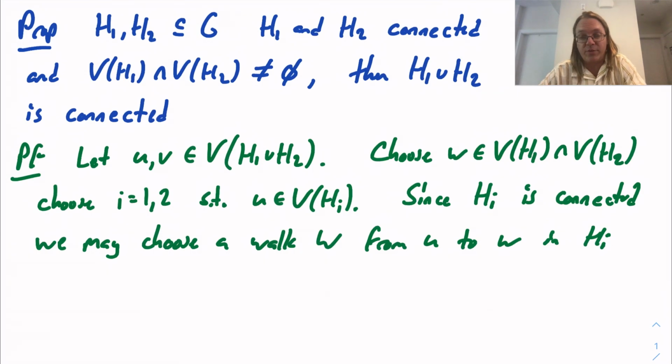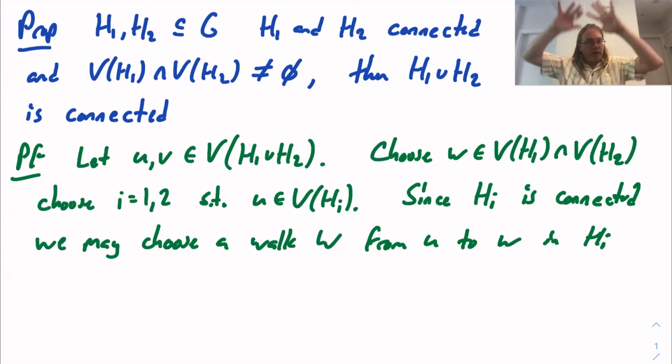I will emphasize here, it is very important in these kinds of settings when you have multiple graphs at play at the same time that you talk about which graph you're in. At the end of the day, I want to prove that H1 union H2 is connected. That means I've got to find, for any arbitrary pair of vertices U and V in this graph, a walk from U to V in that graph.